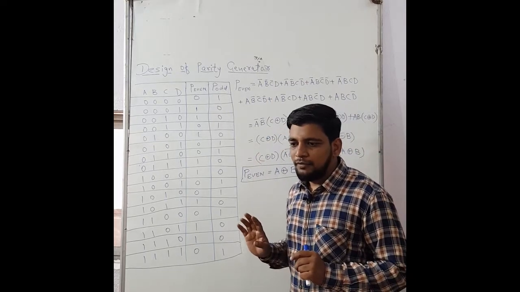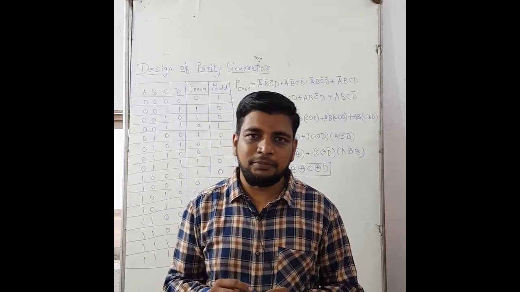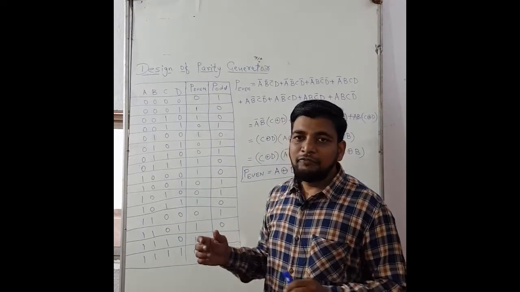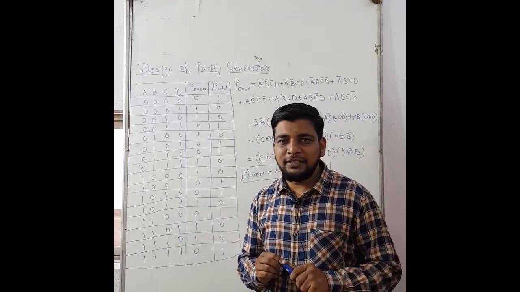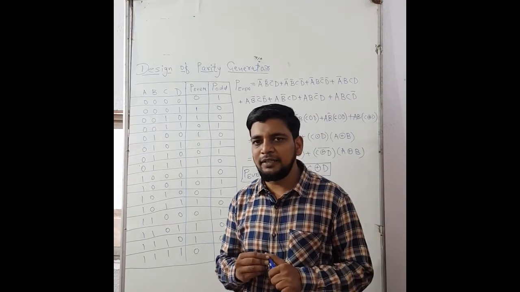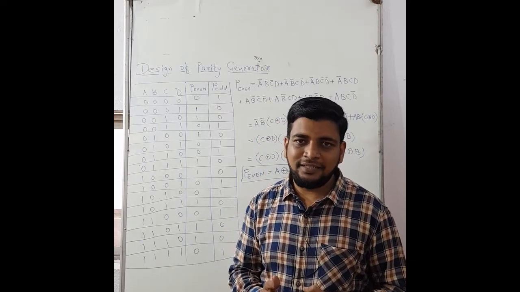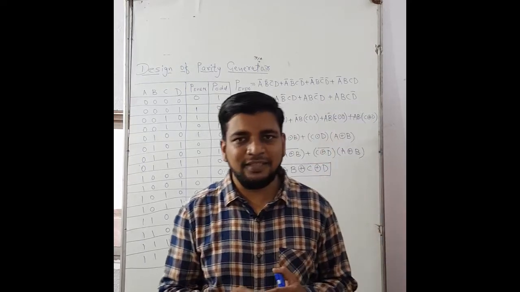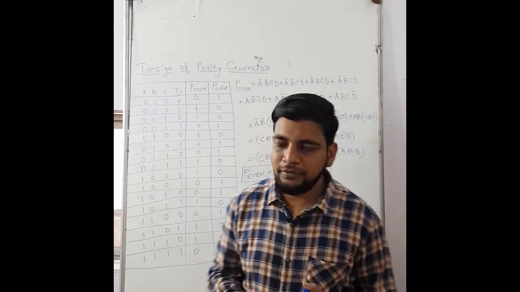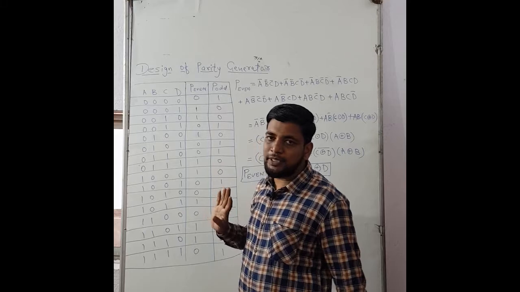We know that while designing any digital circuit, the first step is to draw the truth table. Here we are going to design a 4-bit parity generator. Suppose a 4-bit information needs to be transmitted from the transmitter to the receiver, then how do we design a parity generator circuit for this input information? Here we are considering a 4-bit information, A, B, C, D.